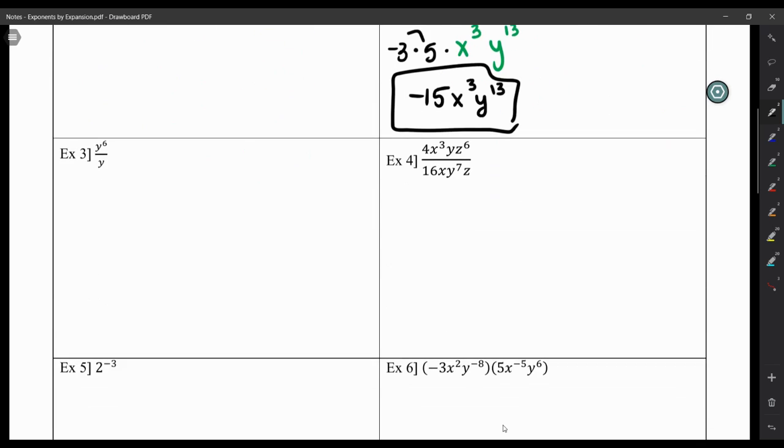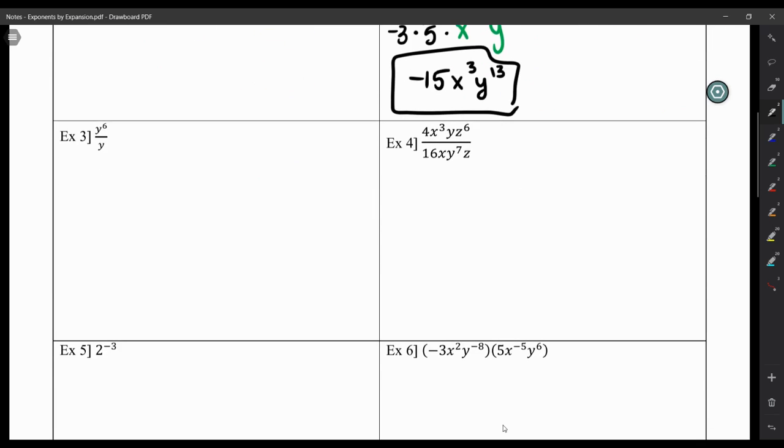Now let's look at some division. For example 3, we have y to the 6th over y. And so again, we're going to expand this out. So in the numerator, we have 6 y's multiplied together. And then in the denominator, we have 1 y. Now, I'm going to come to the side of this example.